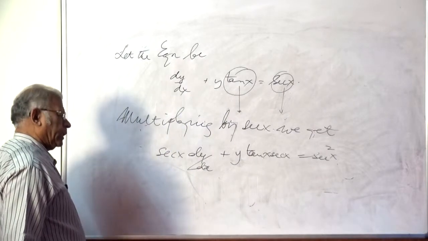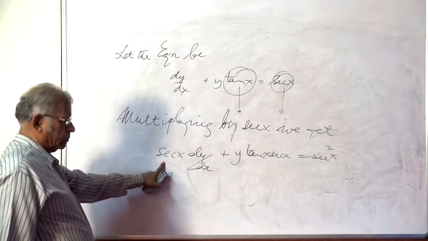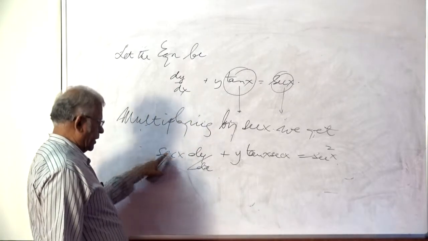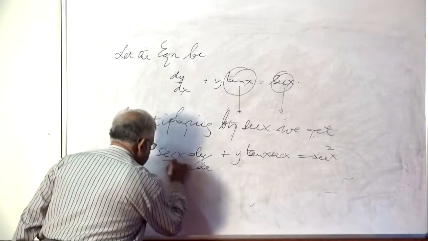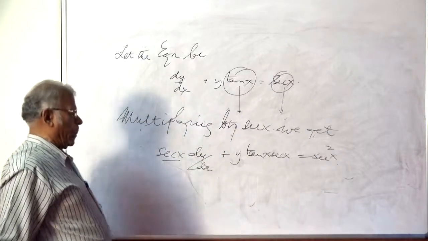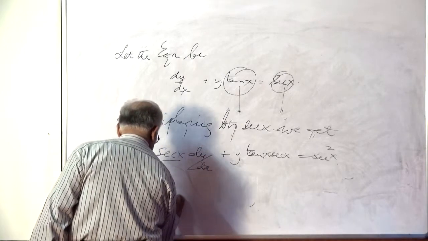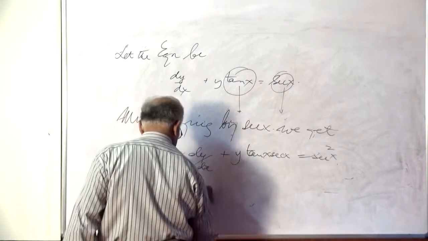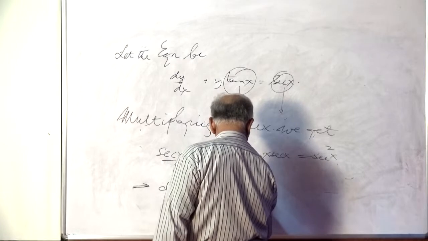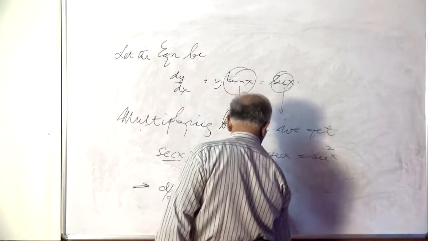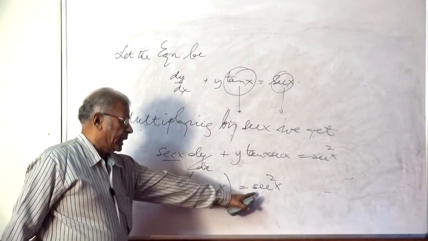Now one can easily see that the left hand side is now transformed into the d/dx of y sec x, because it is first function times derivative of the second plus second function times derivative of the first, which is nothing but sec x tan x. So this means that we now have the d/dx of y sec x equal to sec square x. When we integrate this, we will get y sec x as tan x plus c.